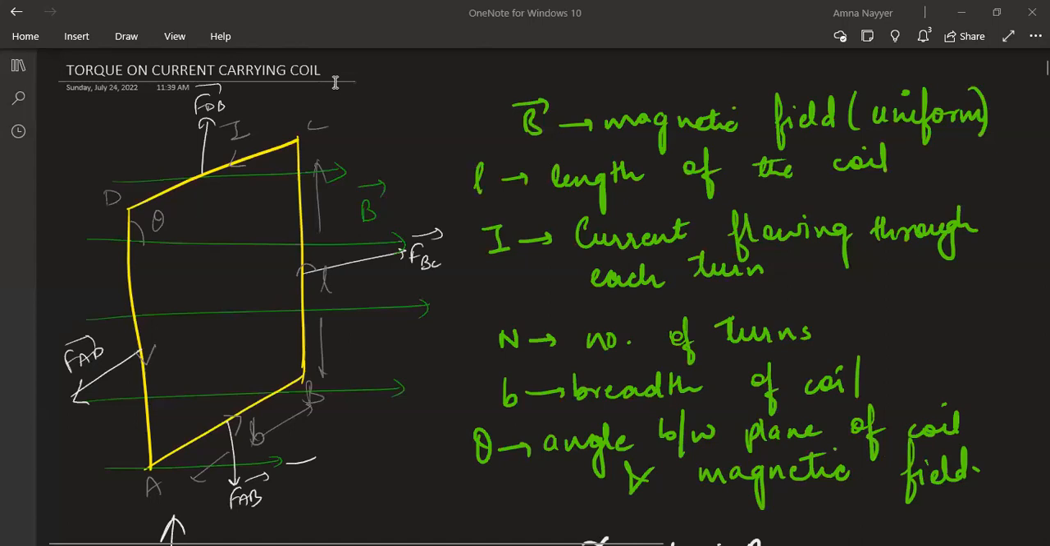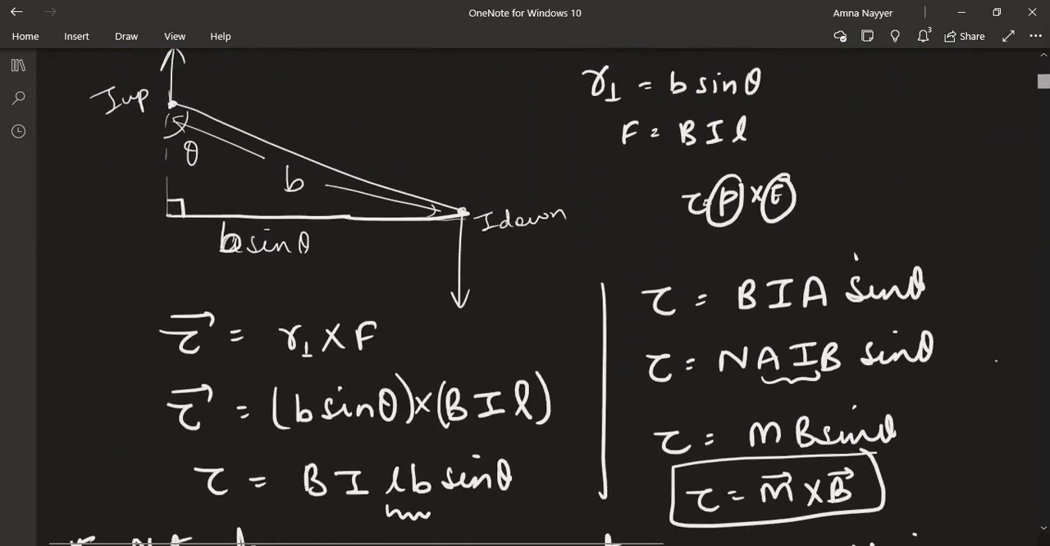Yes, class. Now torque. The formula of torque is NAIB, where N is the number of turns of the coil, A is the area of the coil, I is the current, and B is the magnetic field. Class, this derivation can directly be asked to you. NAIB, and A into I is the magnetic moment. So MB sine theta can also be asked.